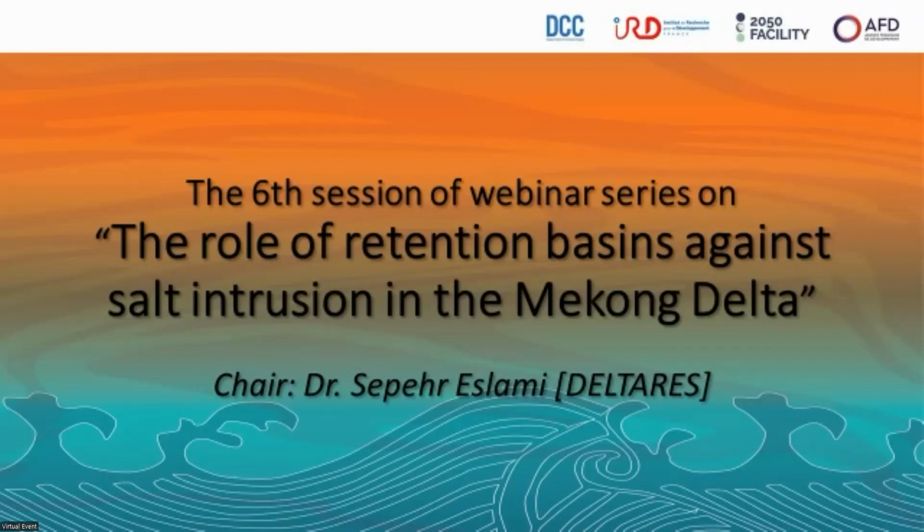Another option might be to use water retention basins to release fresh water during the dry season. But the question is, is this really realistic? Is this feasible? And this is the question we're going to investigate today. Dr. Eslami will present the modeling exercise, which was performed to investigate this question during the GEM project.